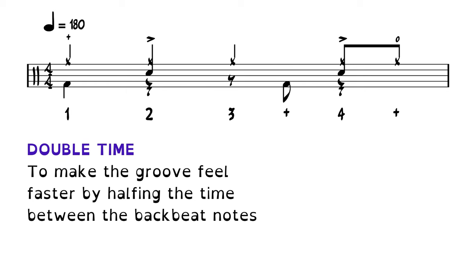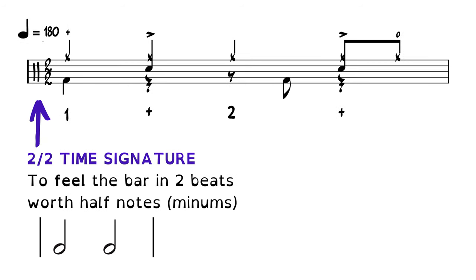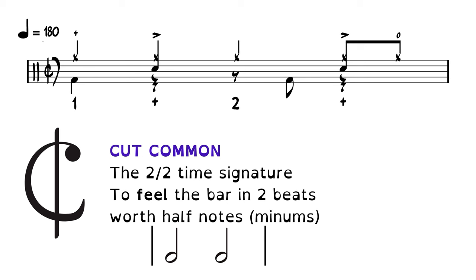per measure. So to direct the musician to feel it in 2 beats per bar, we would change the time signature to 2-2. This means 4 crotchets in the bar can still fit, but we're only feeling 2 beats per measure. We can also use the cut common time signature to indicate a 2-2 bar. Let's take it back to our original 4-4 groove.